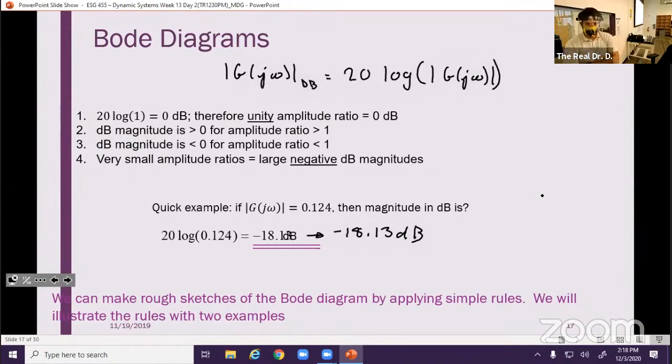We can make rough sketches of Bode diagrams by applying simple rules that we're going to illustrate through a couple of examples. What we're going to talk about is how to draw a Bode diagram based on the asymptote method. Now, what you're going to draw is not the actual diagram itself. What you're going to draw is the asymptotes. You're drawing the envelope that the diagram fits inside.